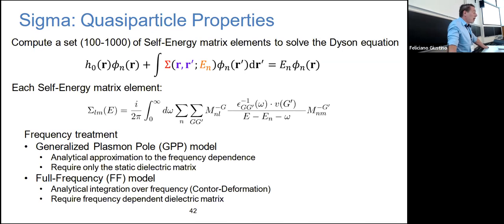The first one is the generalized plasmon pole model, which is the default and uses an analytical approximation for the frequency dependence. The advantage in this case is that it requires only the evaluation of the static polarizability. We can also carry out the full integration. This is called the full frequency model. We discretize the integral over frequency and perform the integration numerically, using contour deformation techniques, but this requires evaluation of the inverse dielectric function or polarizability at multiple frequencies. Again, we have a method to speed up this step, and I'm going to talk a little bit about this later.